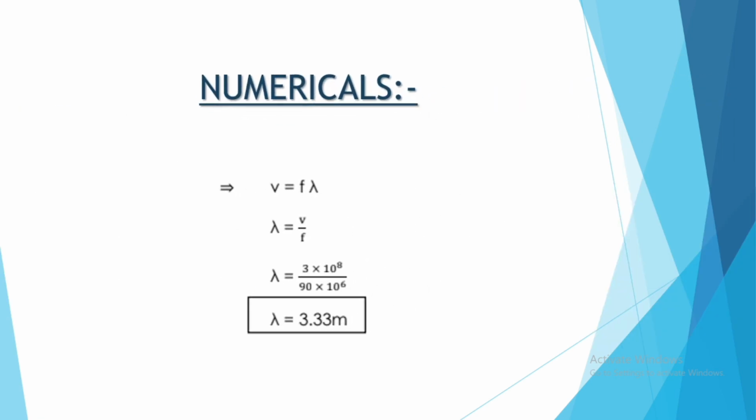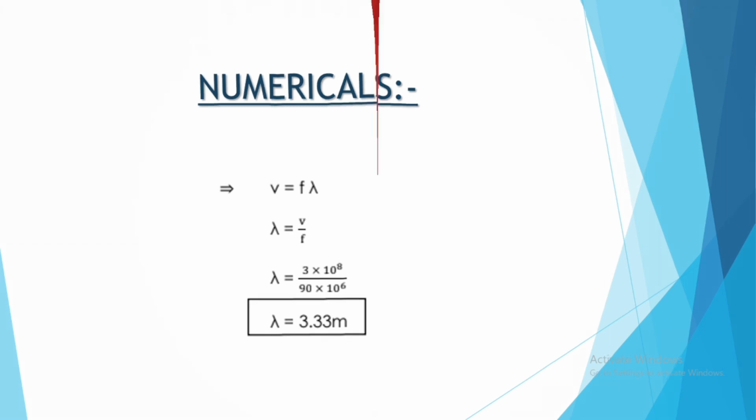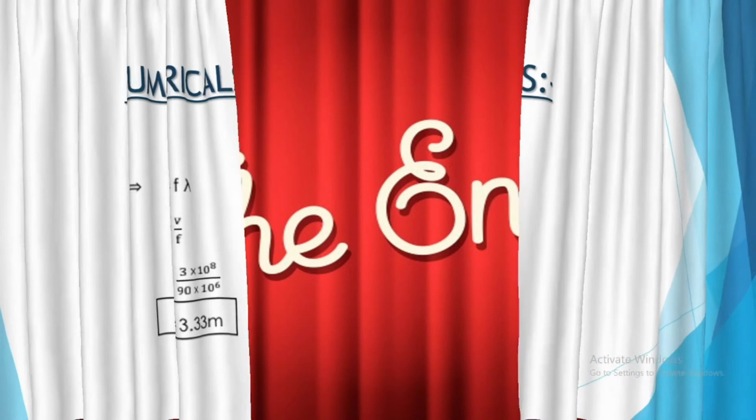Solution is simple. V is equal to f lambda. Lambda will be equal to v upon f. Lambda is equal to 3 times 10 raised to power 8 upon 90 times 10 raised to power 6, and lambda is equal to 3.33 meters, which is the wavelength. It's the end of our numericals.